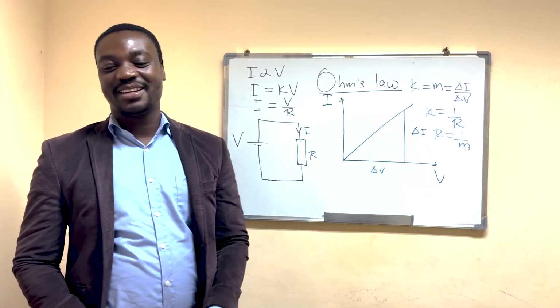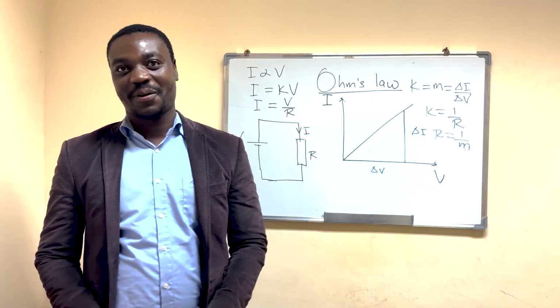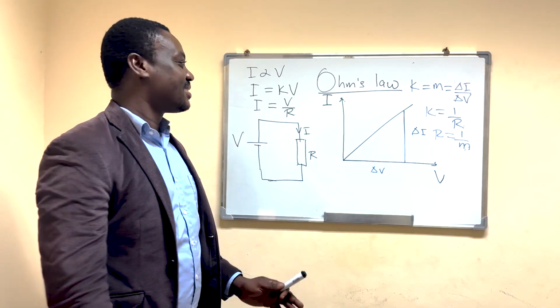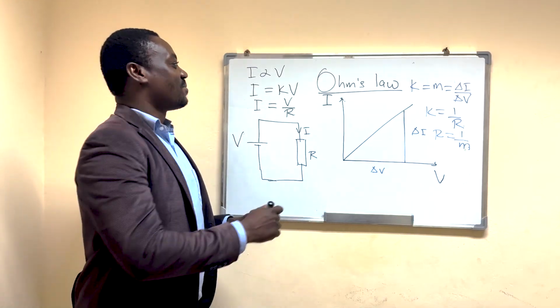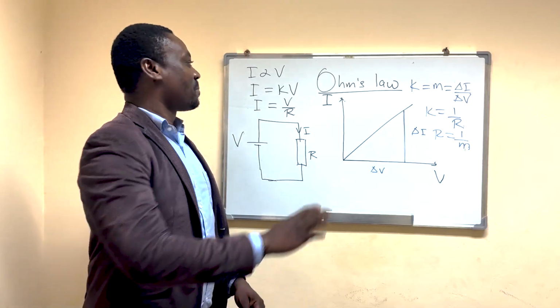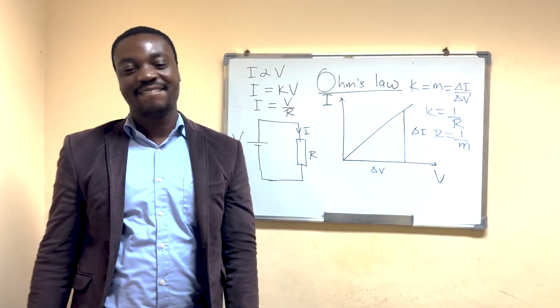Today I'm going to be explaining Ohm's law, right? And what does Ohm's law say? It says that the current flowing through a circuit is actually proportional to the voltage supply.